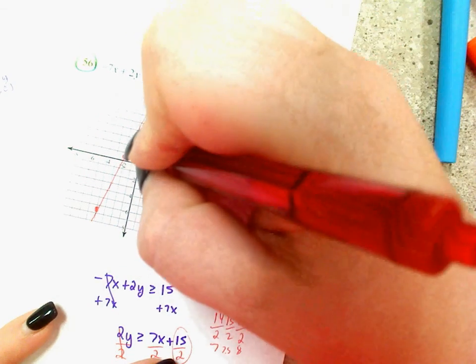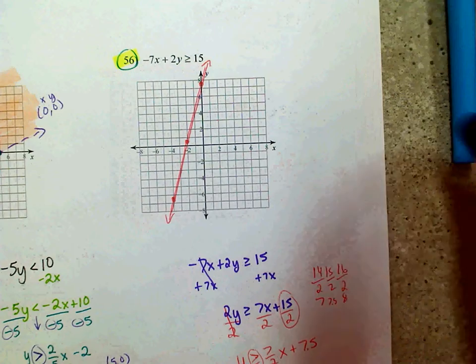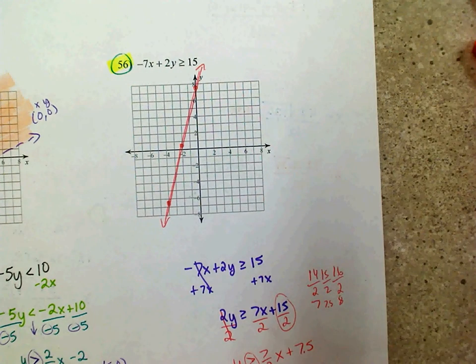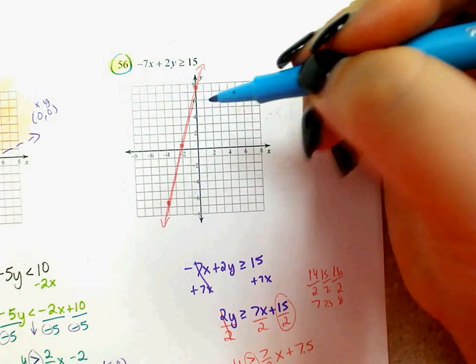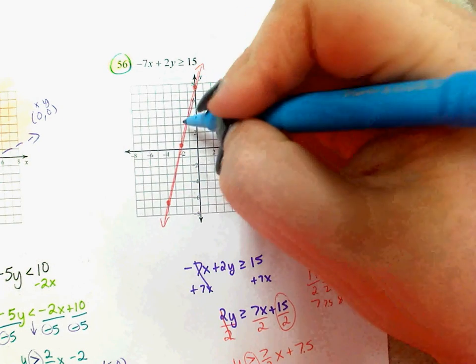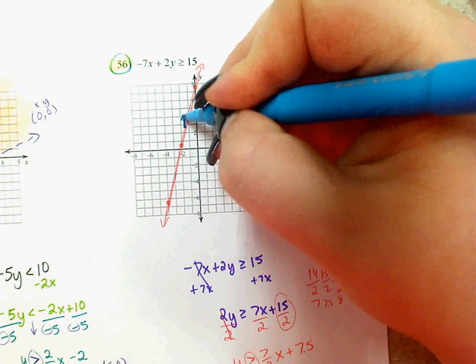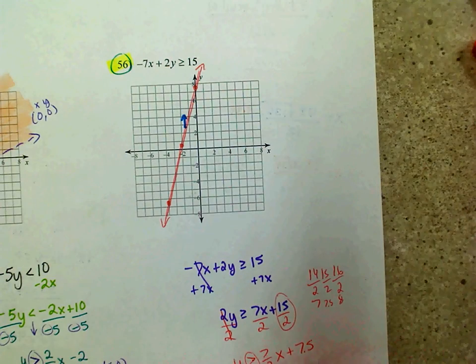Okay, and then we're supposed to shade. It says greater than or equal to. So what I always say is, it's steep, but there's still definitely something that's above it. If you pick a point on the line and draw an arrow straight up, if it points up in that direction, we're on that side of the line. That means that's the region that we shade.